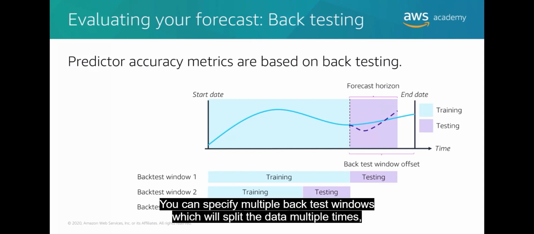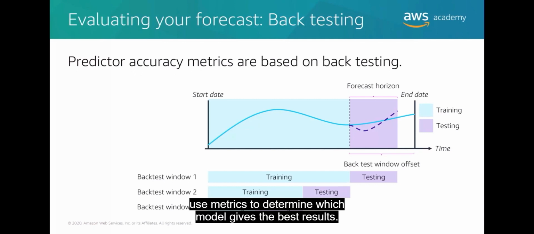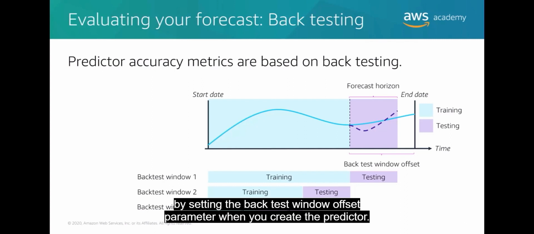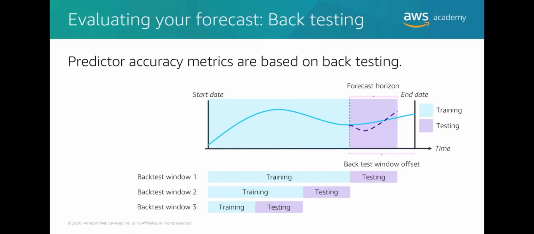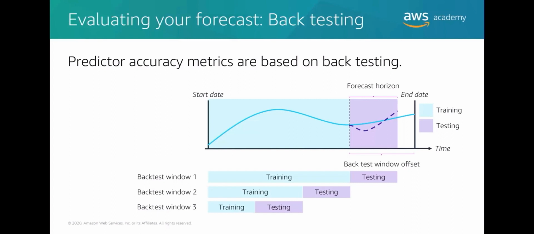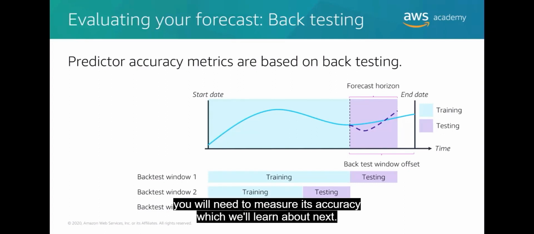You can specify multiple backtest windows, which will split the data multiple times, train the model, and use metrics to determine which model gives the best results. The default backtest window is 1. You can change how Amazon Forecast splits the data by setting the backtest window offset parameter when you create the predictor. If you don't set this value, the algorithms use default values. After you've trained a model, you will need to measure its accuracy, which you'll learn about next.